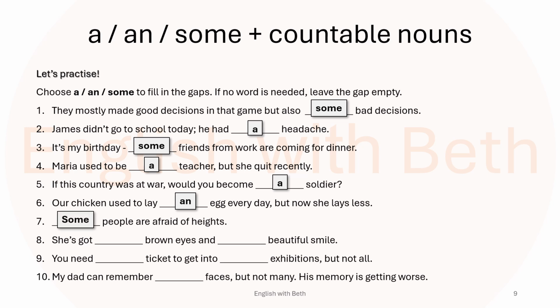Number 7. Some people are afraid of heights. Not all people, a few people. So we use some.